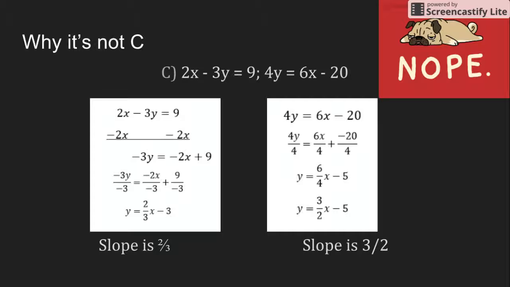Why it's not C. To rewrite the left equation in slope-intercept form, we must subtract 2x from both sides and then divide each term by -3. The new equation is y equals 2 over 3x minus 3. When you rewrite the equation on the left in slope-intercept form, your slope will be 2 over 3. To rewrite the equation on the right in slope-intercept form, we divide each term by 4 and have y equals 3 over 2x minus 5, so your slope will be 3 over 2.